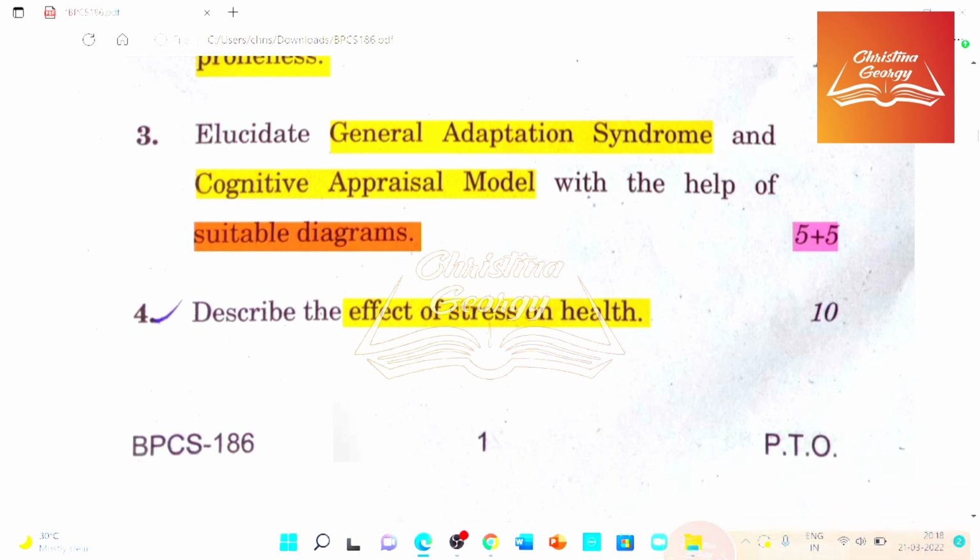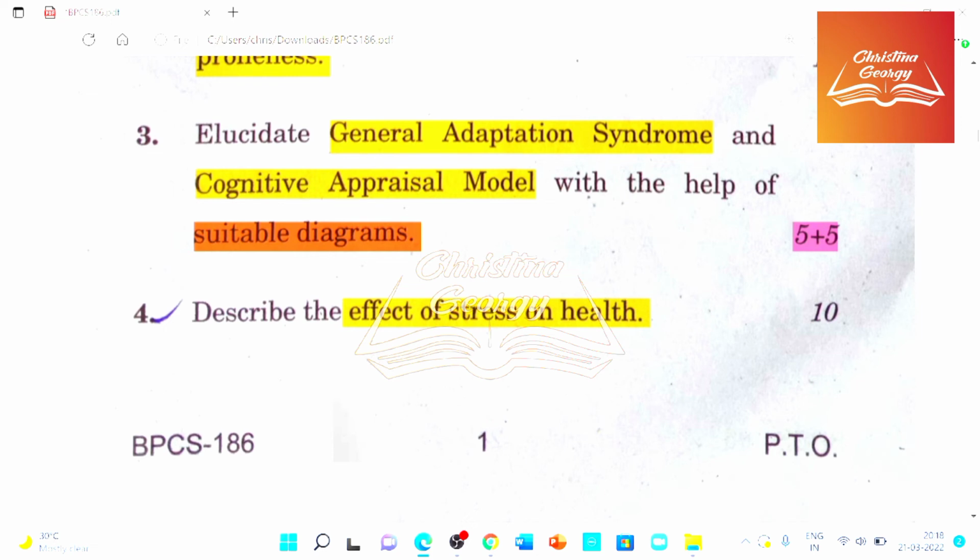So the third question was elucidate general adaptation syndrome and cognitive appraisal model with suitable diagrams. So there also the 5 plus 5 marking pattern would apply. This is from unit 2 of block 1. You can find these diagrams and the representative models of stress along with their explanation on page number 30 of your course book. By course book, I am referring to your study material.